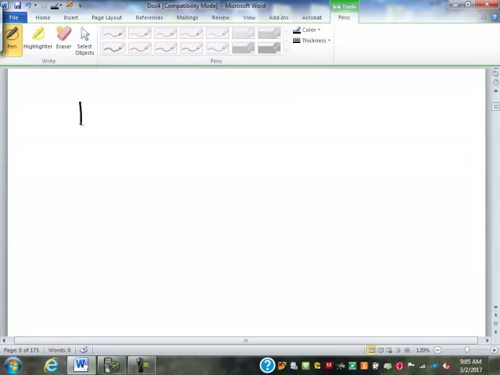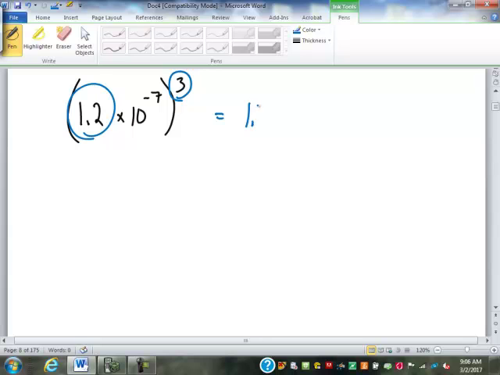How about a power? Just like we would with a variable, we take the number to that power. What's 1.2 to the third power? 1.728. Right? Times, how about 10 to the -7th to the third power? What do we do with those powers? Multiply them. So -7 times 3? -21. Good.